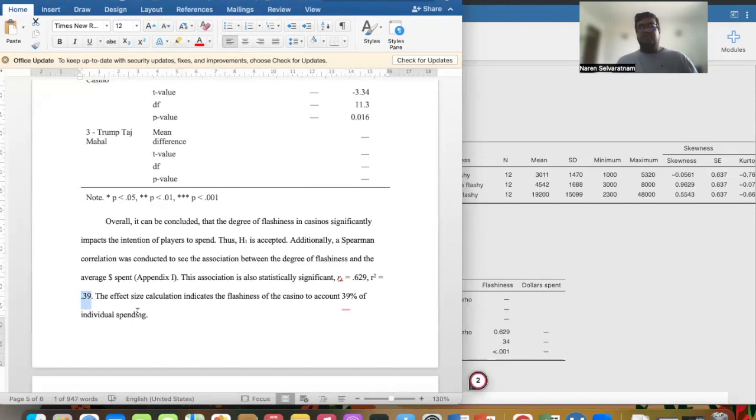So not bad, not bad. So I have written that here as well. The effect size calculation indicates the flashiness of the casino accounts for 39% of the individual spending. So now we know the flashiness has something to do with the dollar spend.